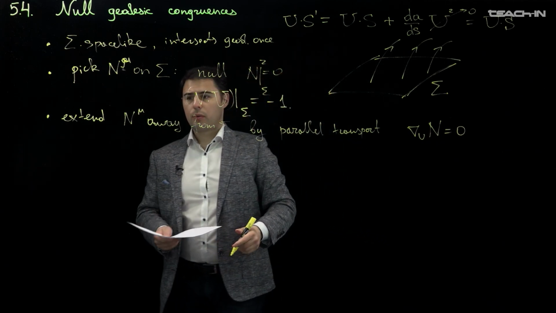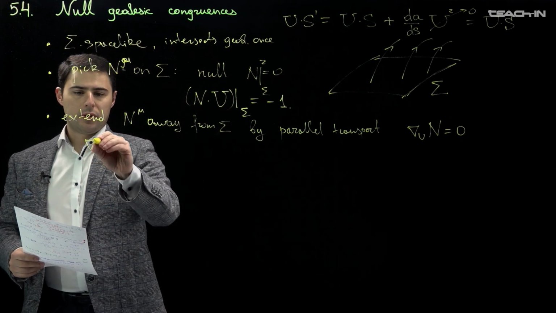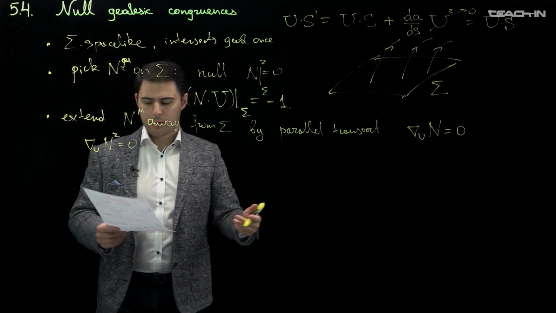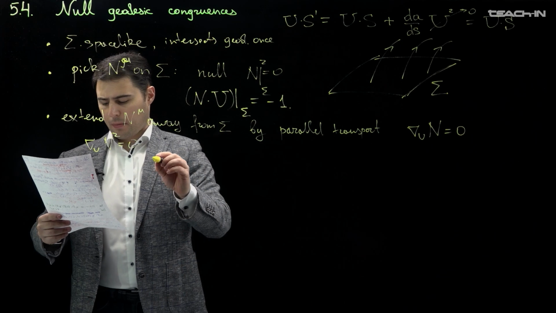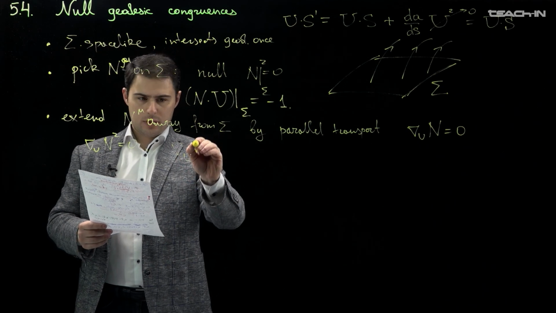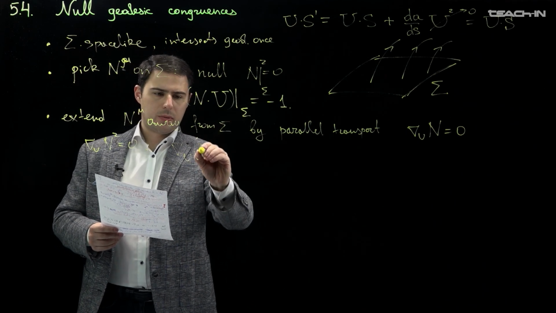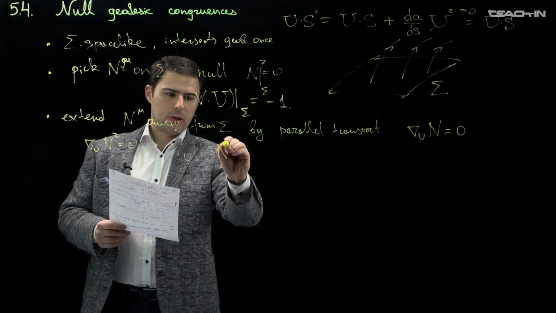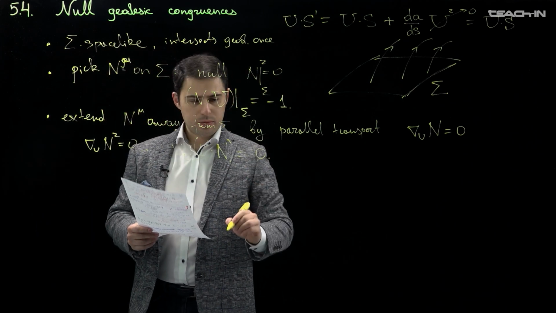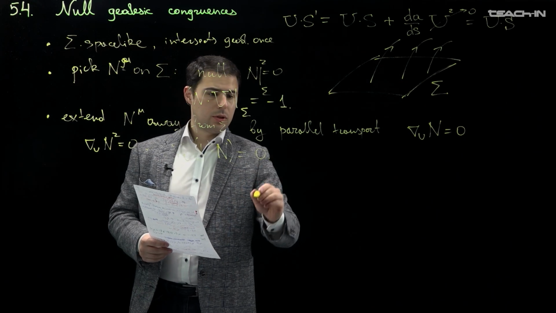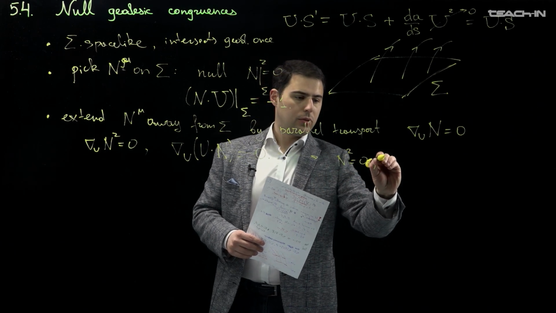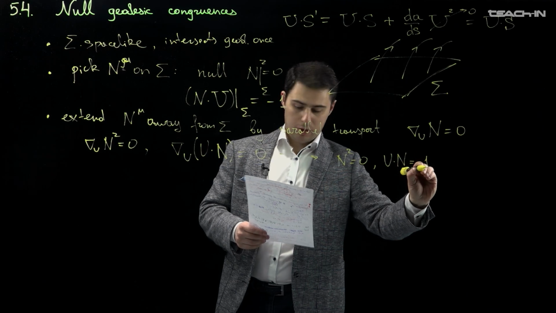In this case, we also immediately get that n is null everywhere, and u times n is everywhere minus 1. So d_u of u times n equals 0. So in total, we have n squared equals 0, u times n equals minus 1 everywhere.